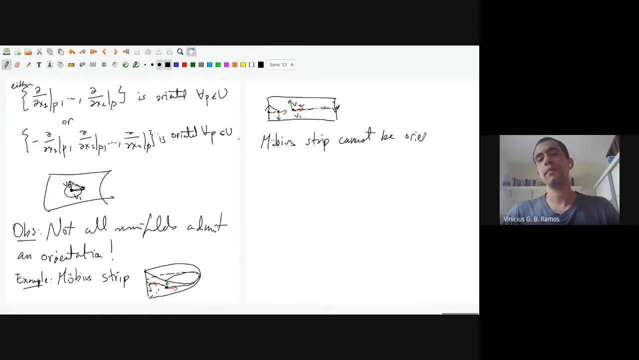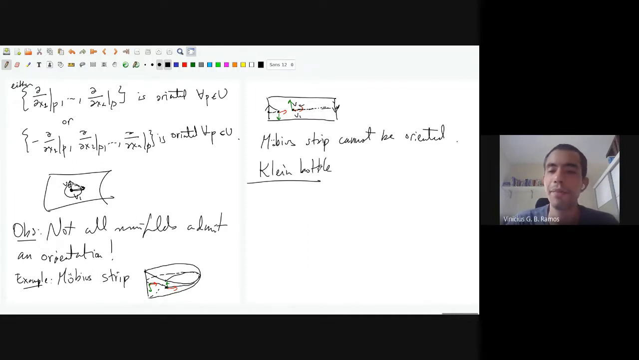Okay? So this is an example of a manifold with boundary. It doesn't actually matter if the manifold has boundary or not, the definition is exactly the same. But if you want a manifold that doesn't have boundary, the easiest examples, well, there are two, are the Klein Bottle and the real projective plane.